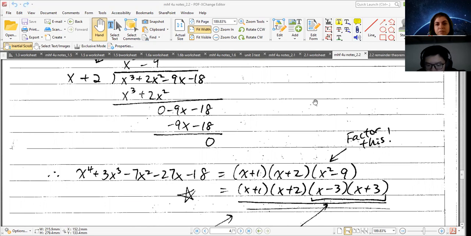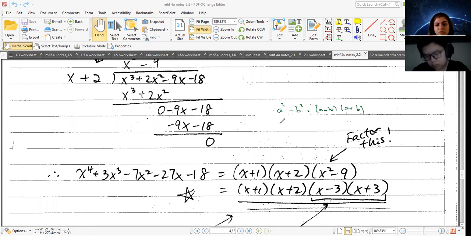This is a power 2 minus b power 2. The difference between the squares, you can write it in factor form. It's going to be a minus b, a plus b.